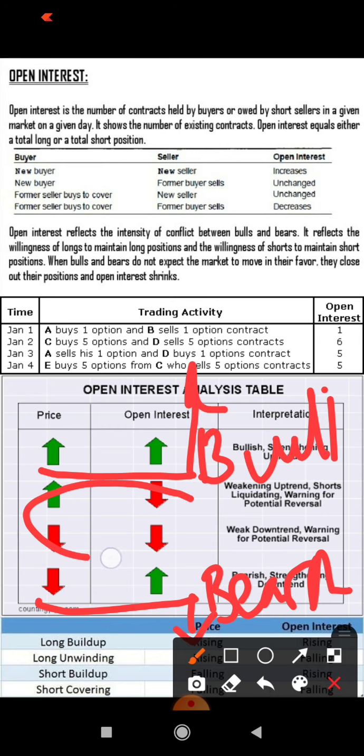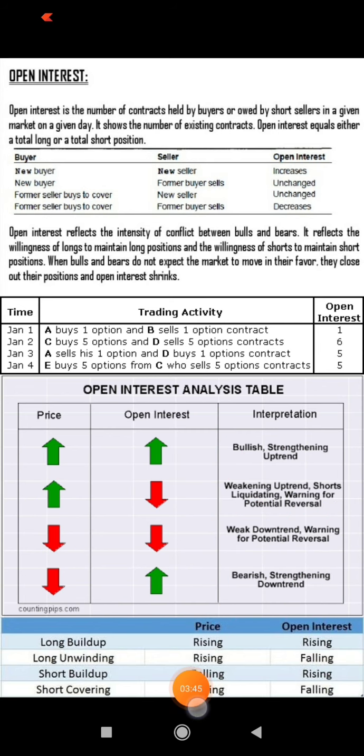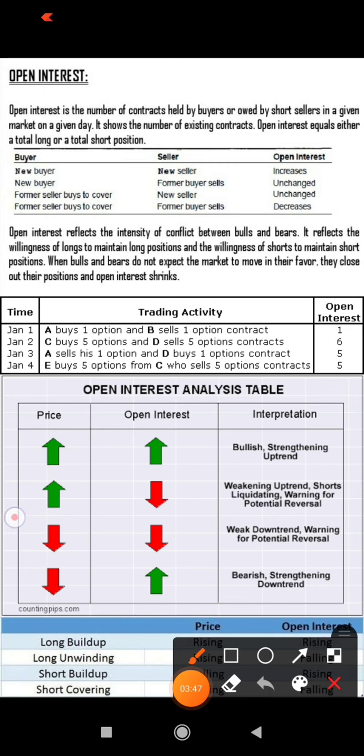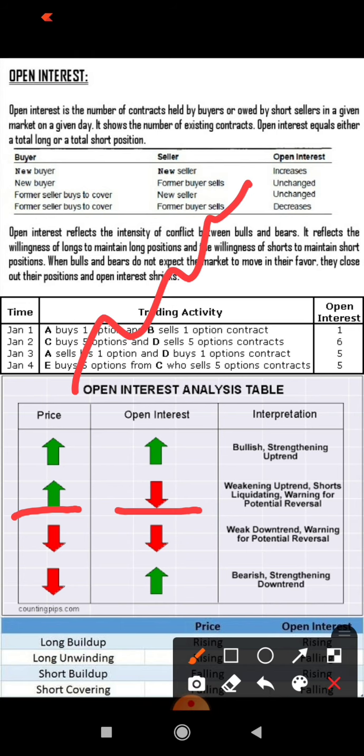So the next two are the sideways cases, or you could say a sign of trend change. So let's look at them. When the price goes up but the open interest starts falling, it means the stock was already in an uptrend, and then suddenly the price keeps going up but open interest starts dropping. That is a sign of potential reversal coming soon. So in that case you should be careful that the stock could reverse anytime.